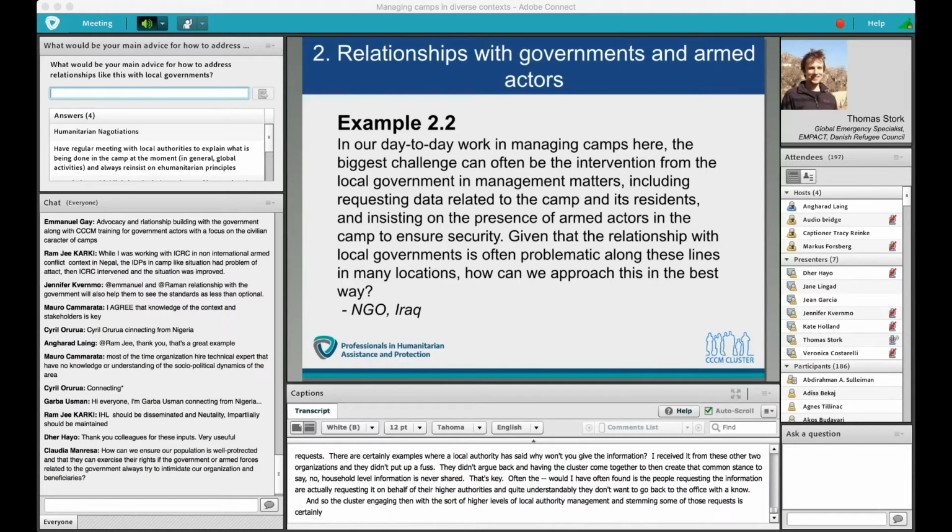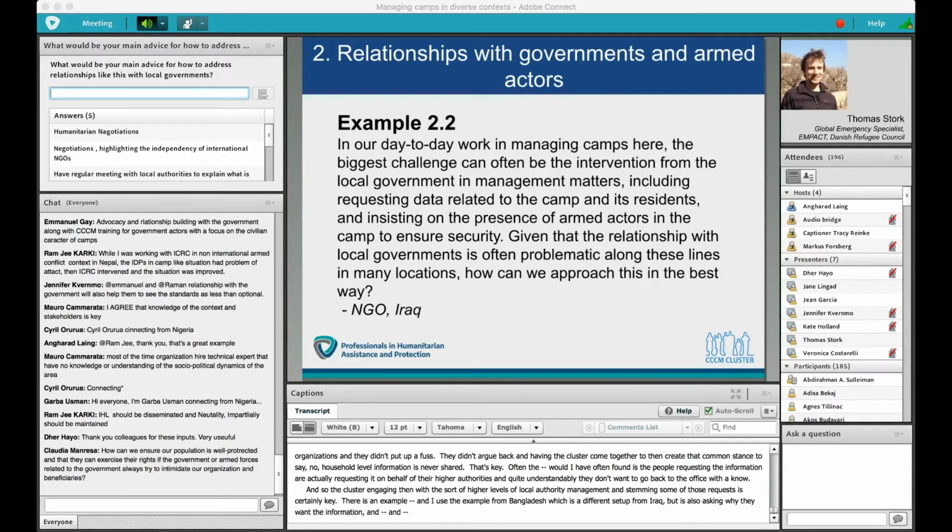There is also, and I use the example from Bangladesh, which is, I know, a very different setup from Iraq, asking why they want the information and understanding what they want to do with it. I found in Bangladesh we were receiving a very large number of requests for household level data. And at first, it was assumed that it was because there may have been sinister intentions. But actually, after having talked to the CICs, it was clear they didn't really want the household level information. They just wanted the aggregated values because they were being asked for it from their own managers.